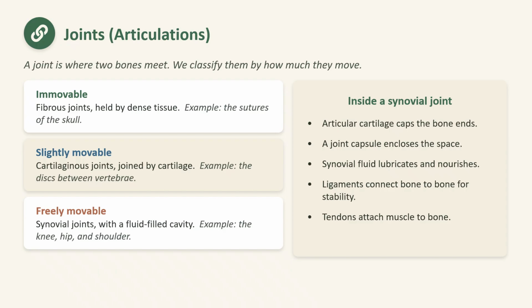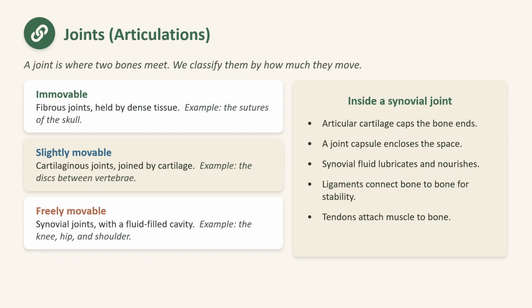Slightly movable joints, the cartilaginous joints, are joined by cartilage. The intervertebral discs between your vertebrae are the example. Each allows a small amount of give, and stacked up the spine, a little movement at each level adds up to a lot. Freely movable joints are the synovial joints, and they're the ones you'll deal with clinically, like the knee, hip, shoulder, and elbow. They're also the ones that wear out, which is where arthritis comes in the next lecture.